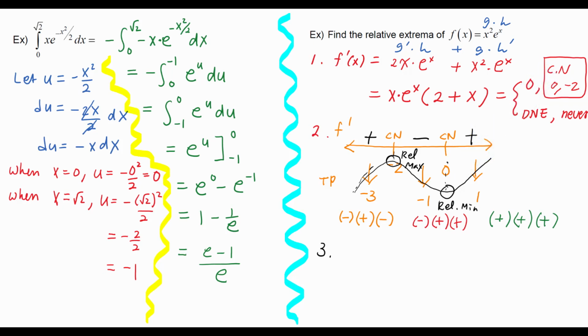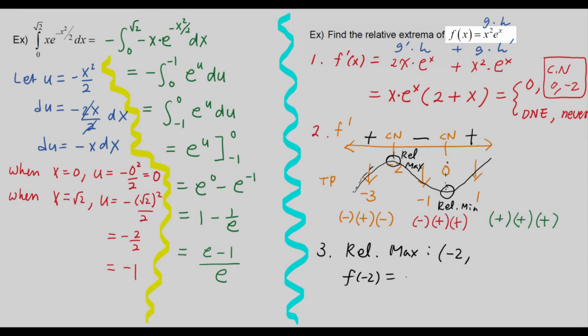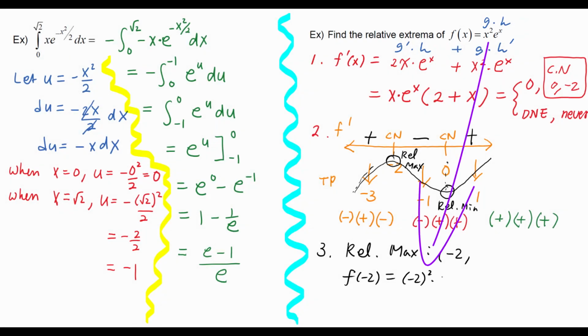So I'm going to answer now. So I do have a relative maximum, and it happens at x equal negative 2. And my maximum is f of negative 2. F of negative 2 is negative 2 squared times e to the negative second power, which is 4 times 1 over e squared, which is 4 over e squared. So that's your relative maximum.